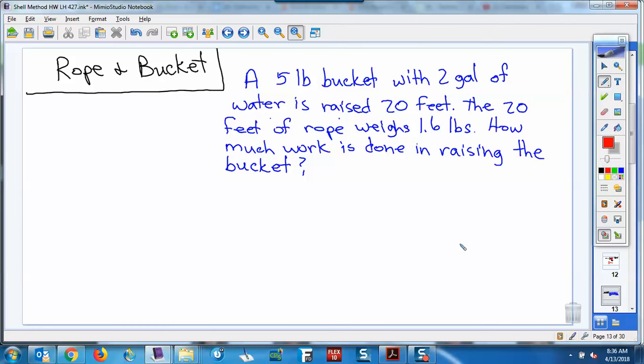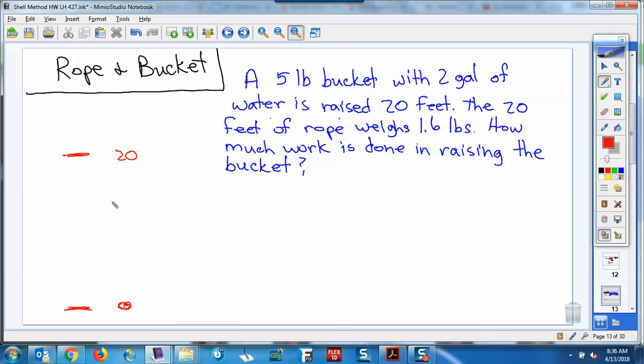Okay, let's talk about the rope and the bucket now. So we've got the bottom of our well here, and we're going to call that 0. And we're going to raise it how far? 20 feet? Okay, so up here is going to be 20 feet. So 0 to 20, that'd be like our y, right? Since we're going up and down.